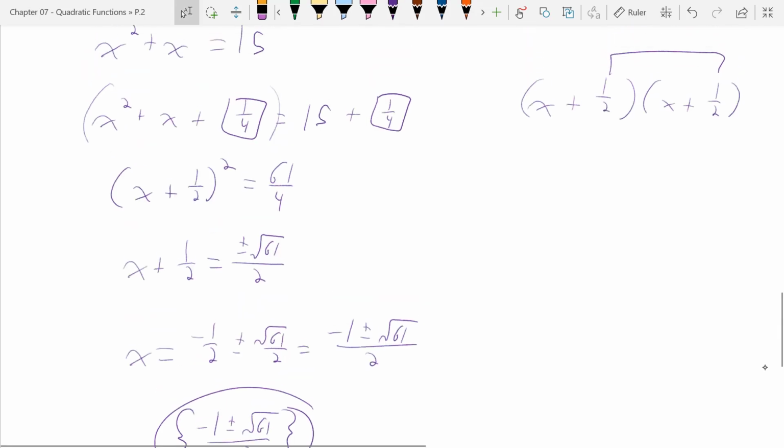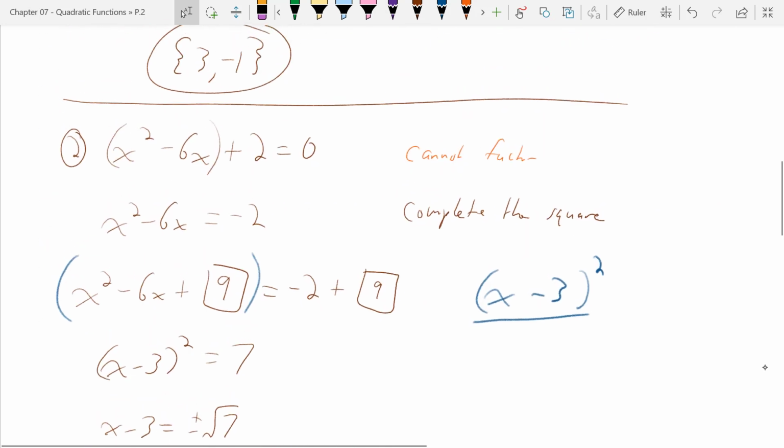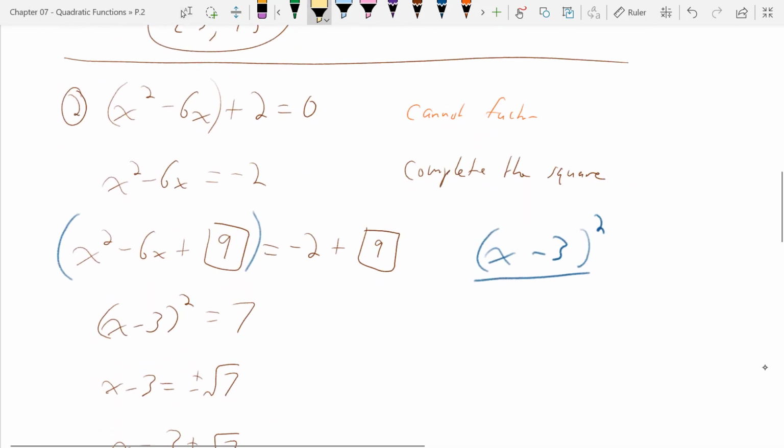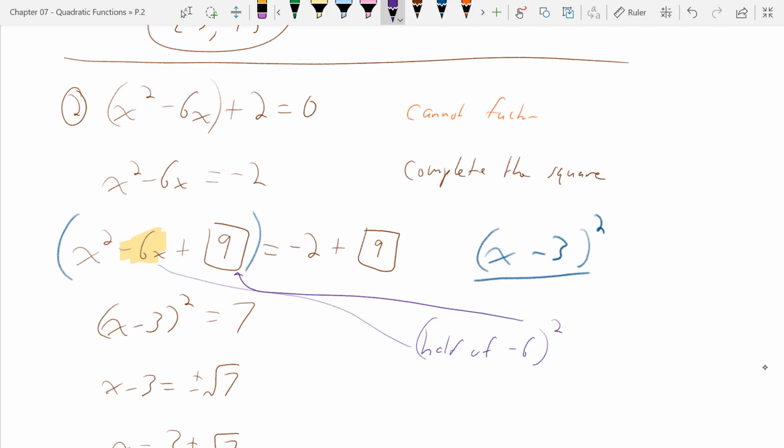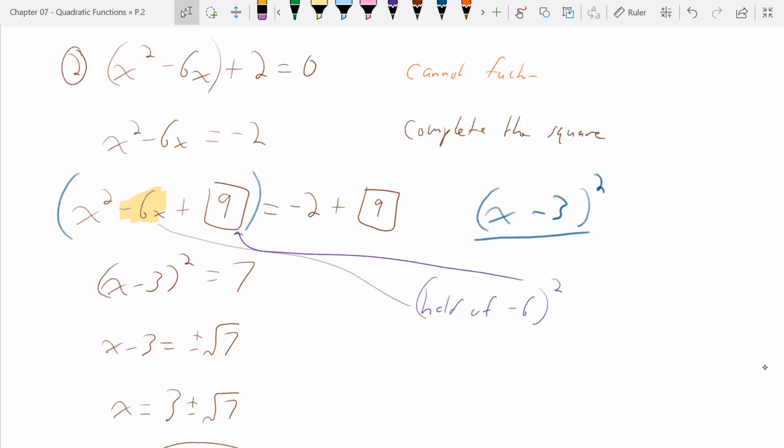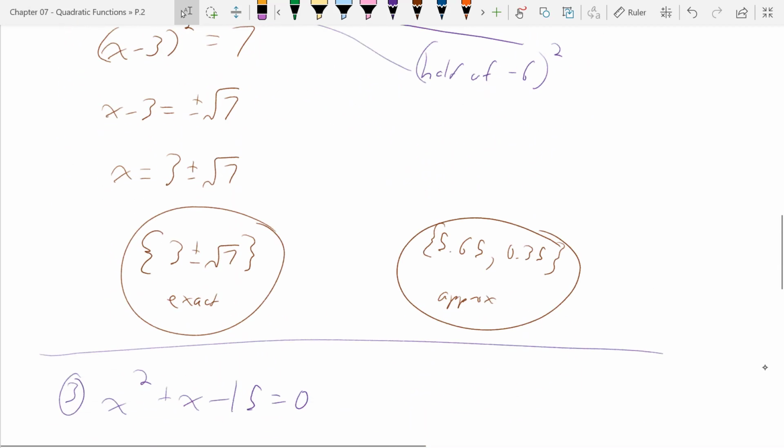Now, there's a quick way to get that number that we ended up adding. I want to go back to number 2 and look at this number right here, this negative 6. If I look at that negative 6 and I take half of negative 6 and then I square it, that gives me this number that I'm going to stick in right there. So half of negative 6 is negative 3, and negative 3 squared is 9. So that means I need to add 9 to both sides.